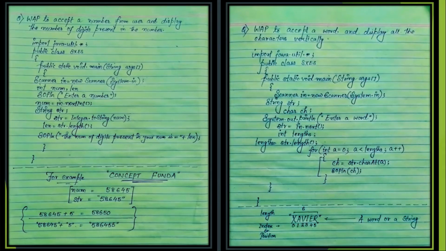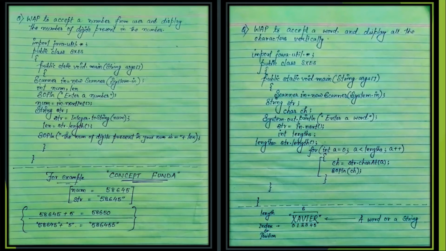Okay. Suppose you are having a confusion regarding this len, what is this len doing? This is just to find out the length of the string. Let's suppose this is the string, this is the number. Later on we converted it using Integer.toString, and this number got converted into this string. What will this str.length do? This will calculate the length of the string.